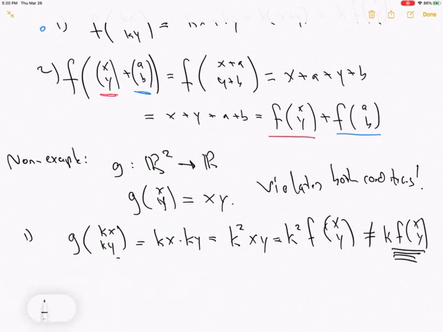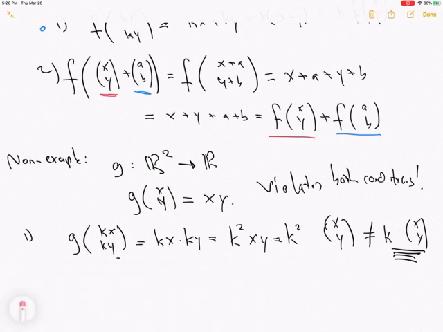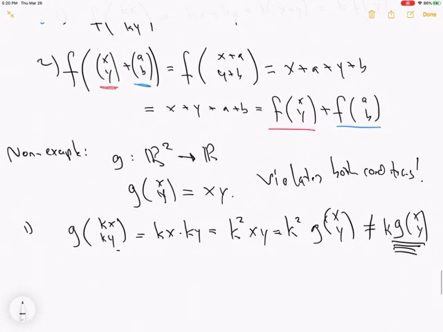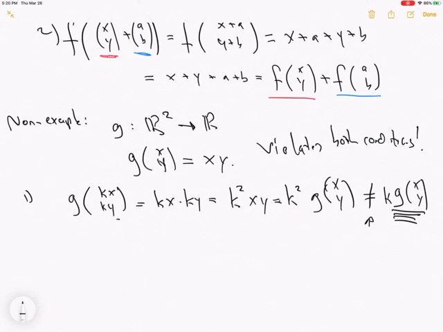Sorry, I started writing g, then I started with an f, then I changed it to a g. So this function is called g. We want that if you scale it, it scales accordingly, but we just saw that it's not equal, so it violates the first condition. And if it violates one of the conditions, then it can't be linear. It has to satisfy both. So at this point, we can conclude that it is nonlinear.